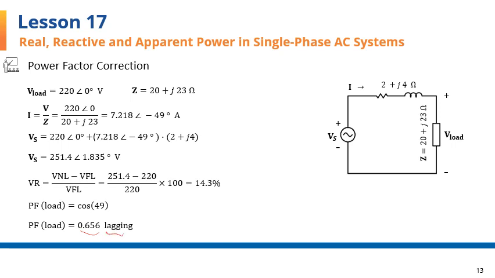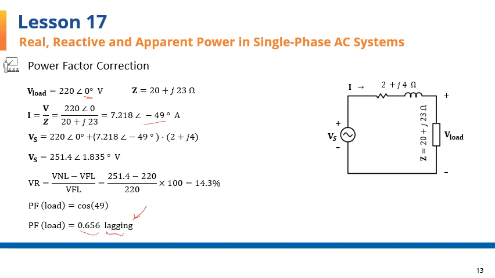Lagging because the current lags the voltage. You can see that the voltage has a 0 for its phase angle, and the current has a negative number for its phase angle. So the current is lagging the voltage, and therefore the power factor is designated as lagging. 0.656 is a poor power factor. Power providers give incentives to their customers to maintain their load power factor much higher than this.